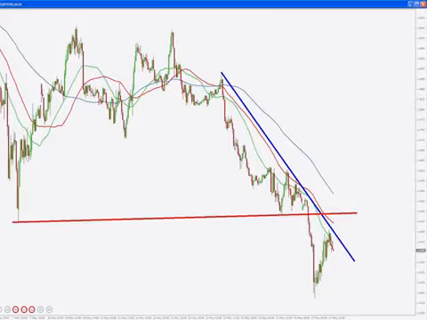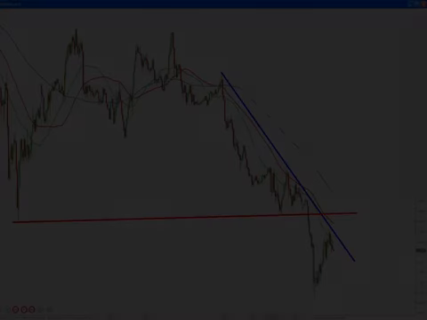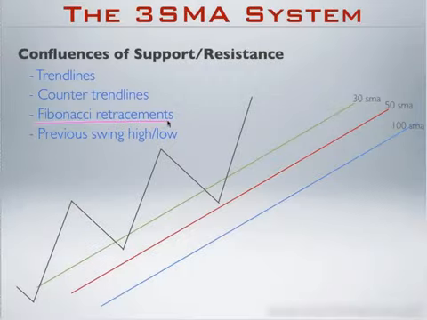Many people don't quite look for those counter trend lines. They just focus on standard trend lines, and believe me, counter trend lines are just as powerful as standard trend lines themselves. So you want to search for those counter trend lines, especially if they come around the dynamic area of support and resistance. Very powerful stuff, guys. Okay, next one up, Fibonacci retracements.